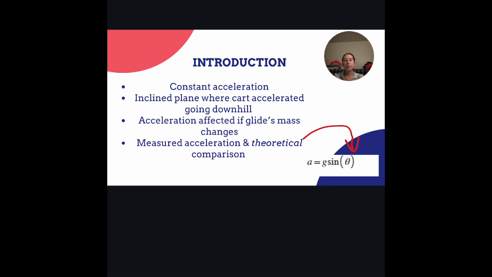We continued working with constant acceleration. However, we looked at an inclined plane where our cart accelerated going downhill. We observed how the acceleration would be affected if we change a glide's mass, which in reality really won't change it by much. But we also measured the acceleration and compared it to the theoretical one.